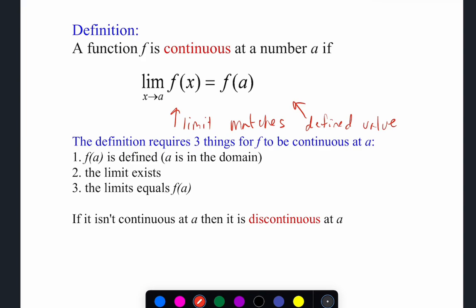Then you are going to check the limit. Does it exist? What is it? And then do they match? Does the limit equal the function's value? If it isn't continuous, guess what? It's discontinuous. That's amazing how that works. So the limit matches the defined value if the function is continuous.